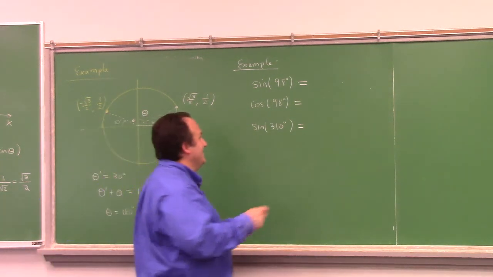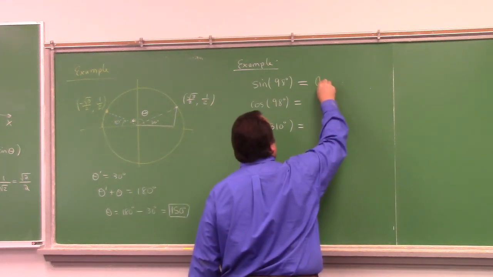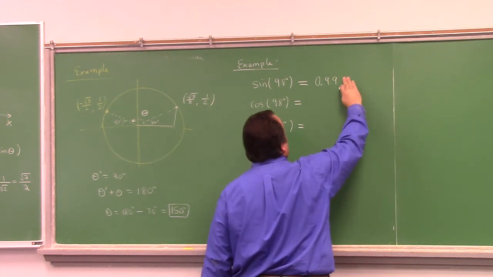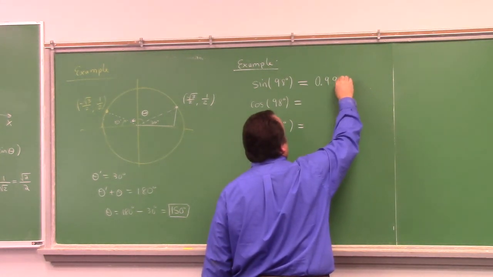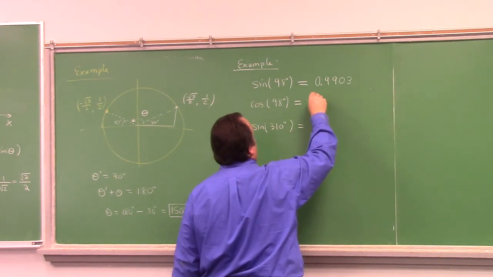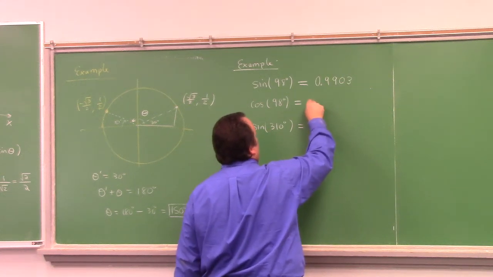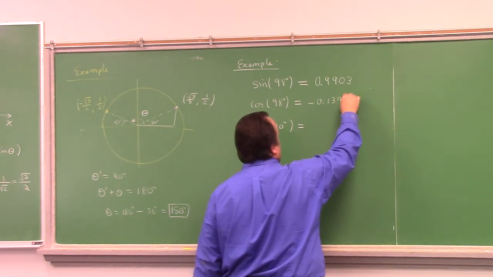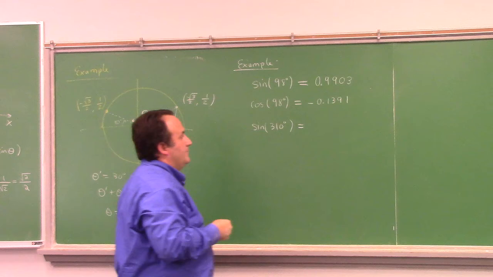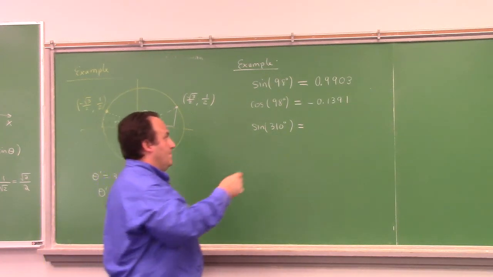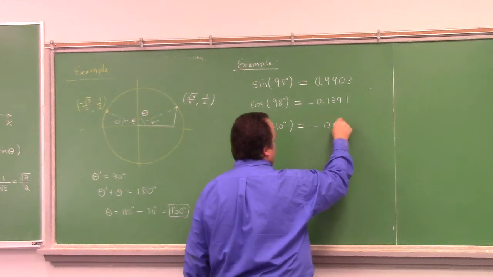For the first one, I got 0.990. Can you give me the fourth? 2, but you can round it up to 3. 0.2? Yeah, 0.2, but it's 0.23. Oh, so it's 0.3, okay. How about cosine of 98 degrees? Negative 0.139? Yeah, 1. 1? All right. What about sine of 310 degrees? It's negative 0.766. Negative 0.766.